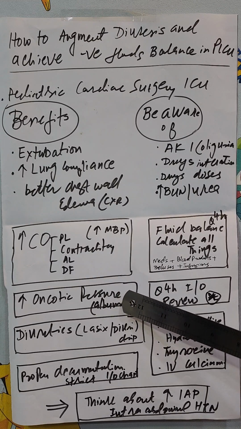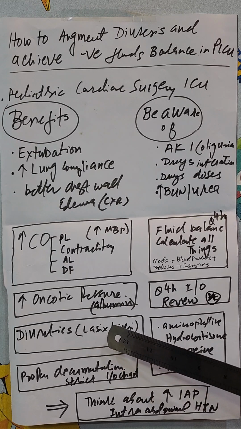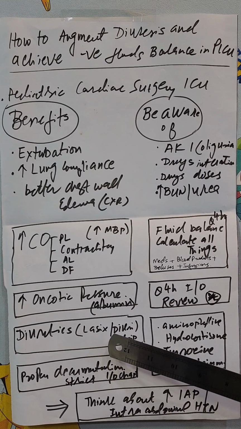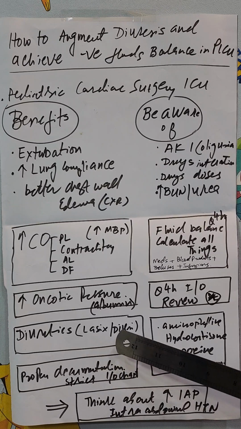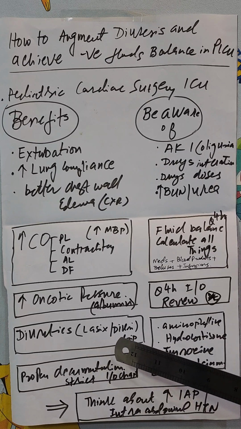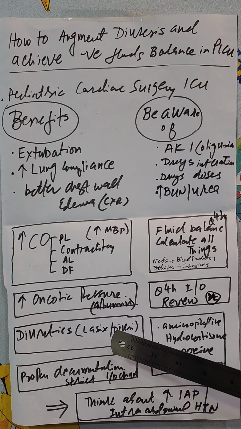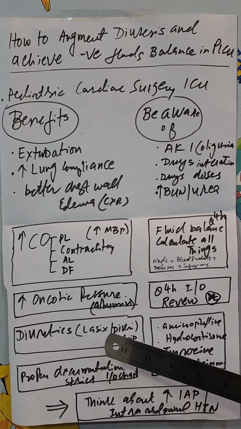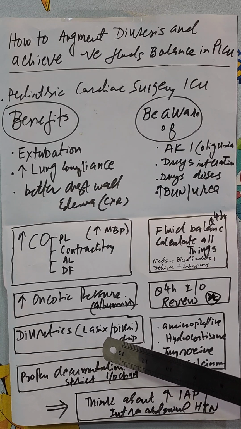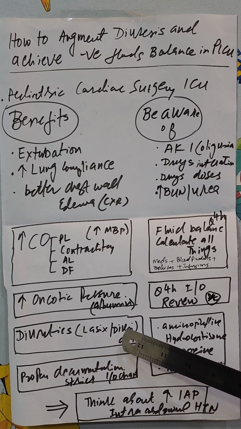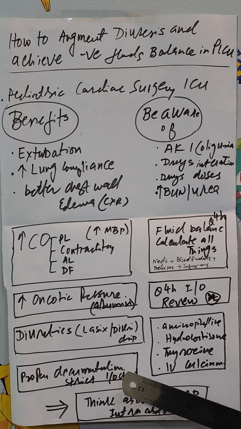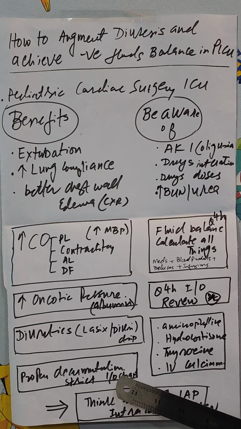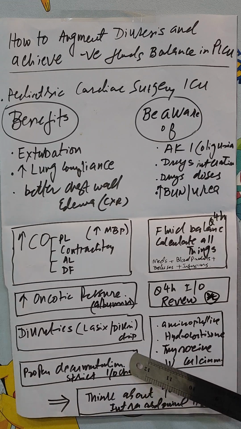A lot of times you have to use albumin to get better oncotic pressure, and also you have to use diuretics very judiciously, because especially in cardiac surgery or any pediatric ICU patient, obviously you need to have some amount of consciously controlled diuresis. And most of the time in cardiac surgery before extubation, you have to put them on Lasix plus a diuril drip, which is chlorothiazide.